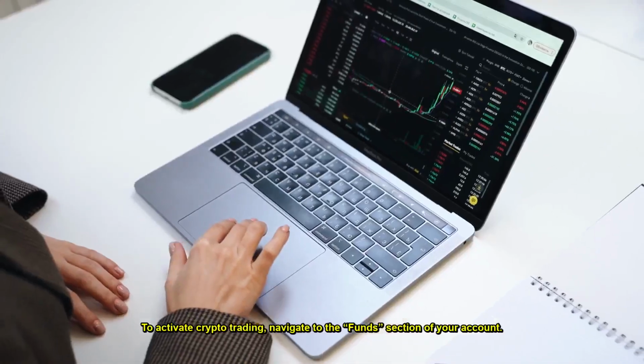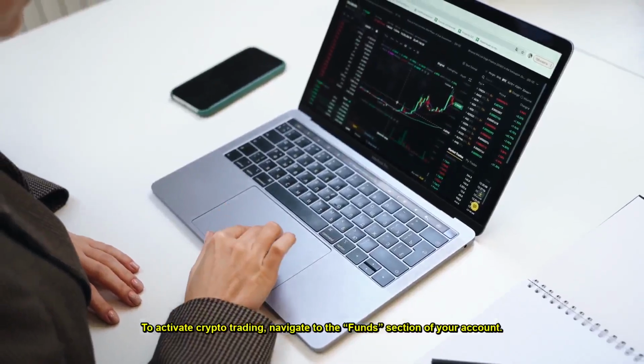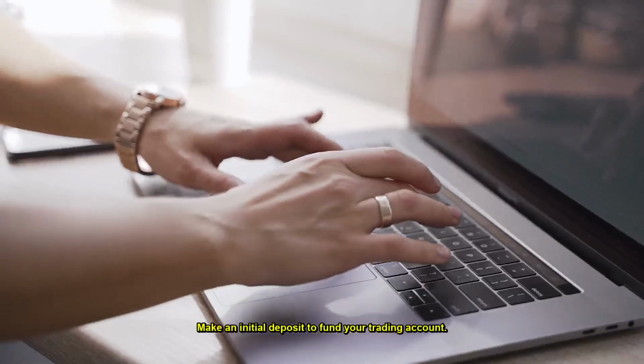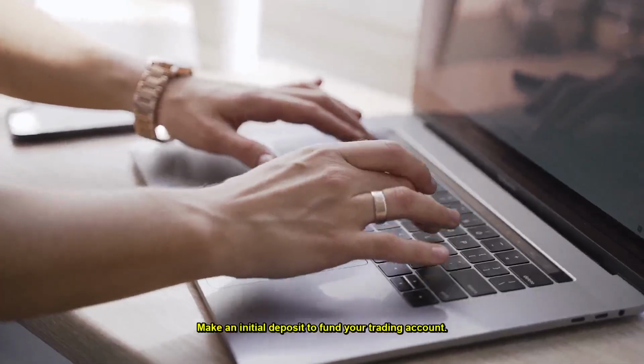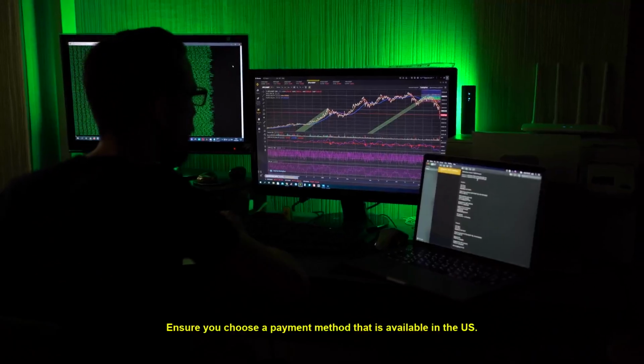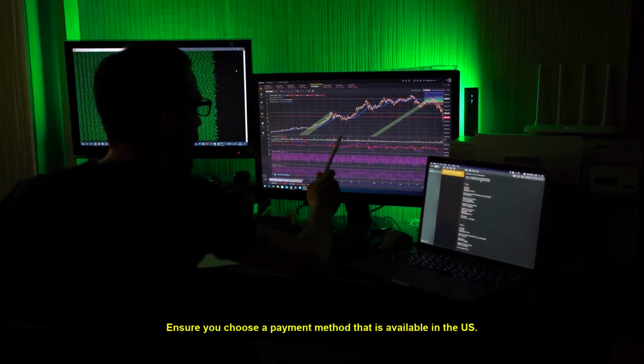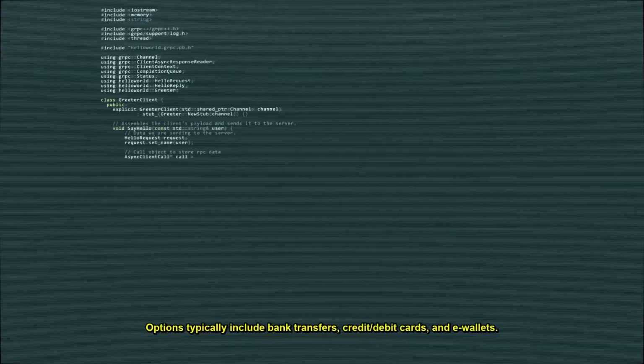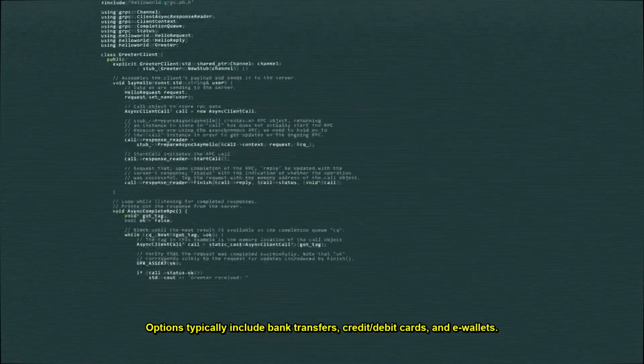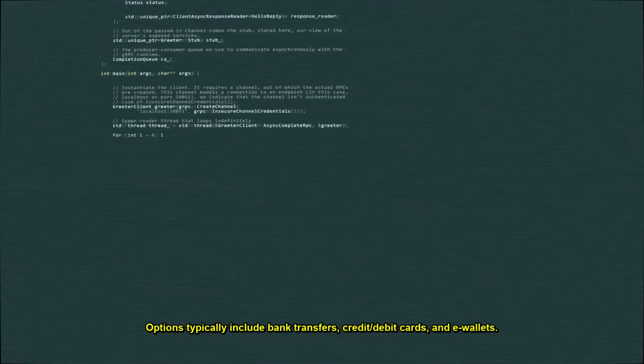To activate crypto trading, navigate to the Funds section of your account. Make an initial deposit to fund your trading account. Ensure you choose a payment method that is available in the US. Options typically include bank transfers, credit/debit cards, and e-wallets.